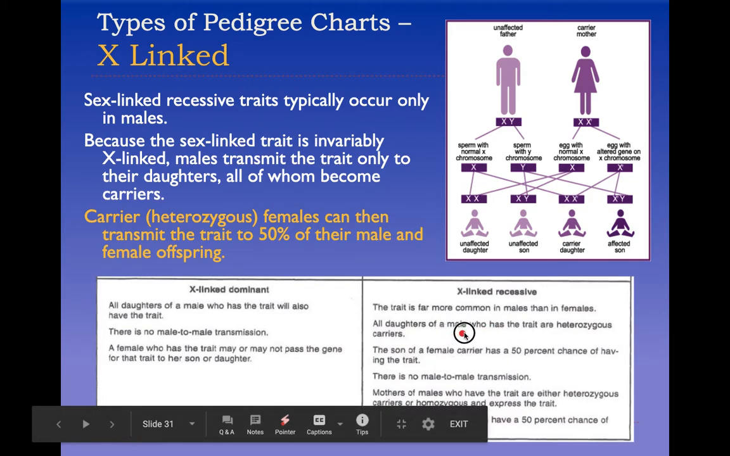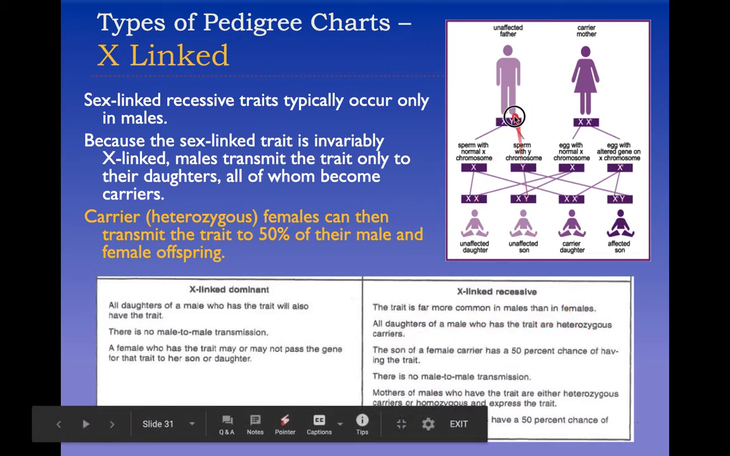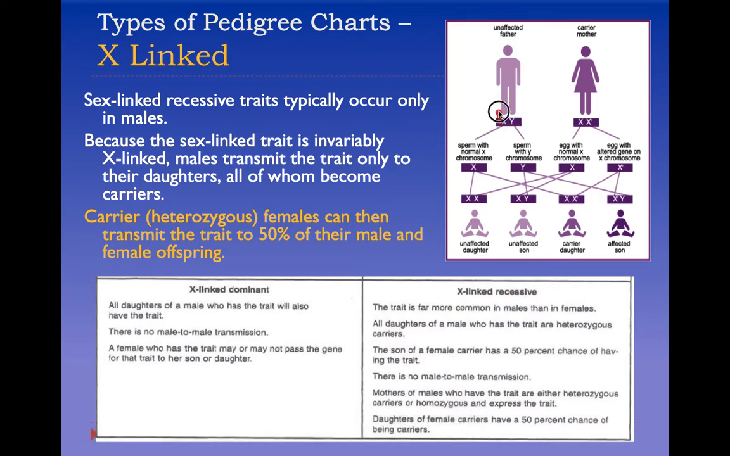Oh goodness, I'm tired. I'm so sorry. Let's start that again. All daughters of a male who has the trait are heterozygous carriers. Okay, so the male has the trait, X to the little r. He's going to give his X chromosome to each of his daughters, and they'll at least carry it.